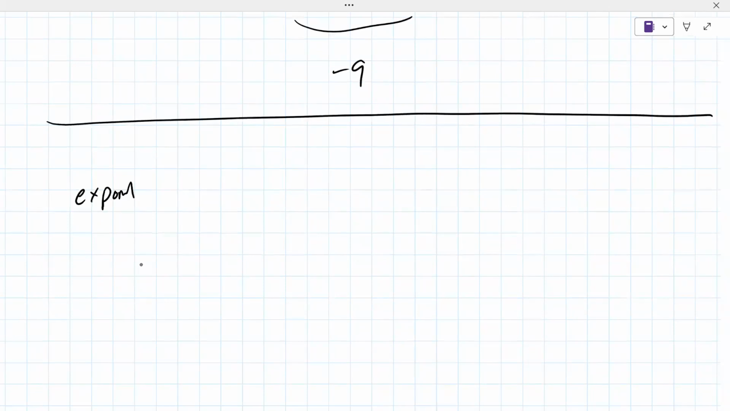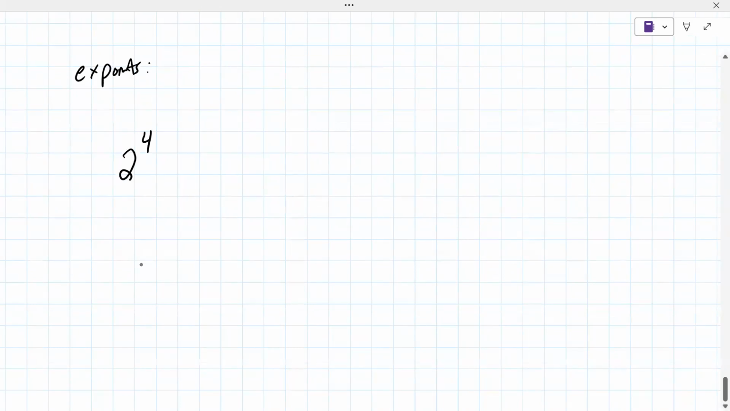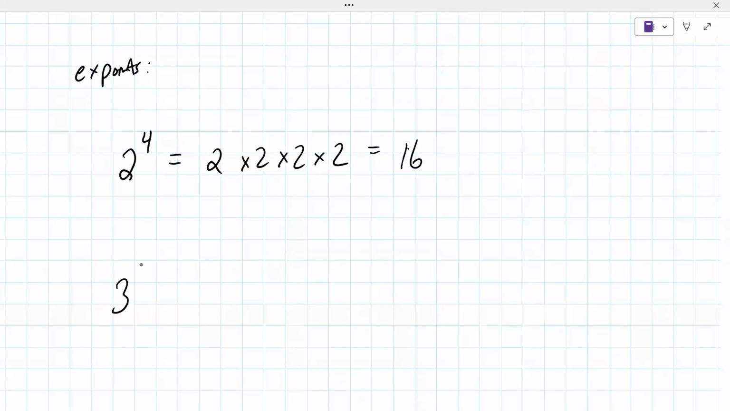We haven't done this in a while. So let's talk about exponents. So 2 to the power of 4 means 2 times 2 times 2 times 2. Can you tell me what that becomes? 8. Try again. Sorry, 2 times 2 is 4, times 2 is 8, and 4 times 4 is 16. 16, yeah.